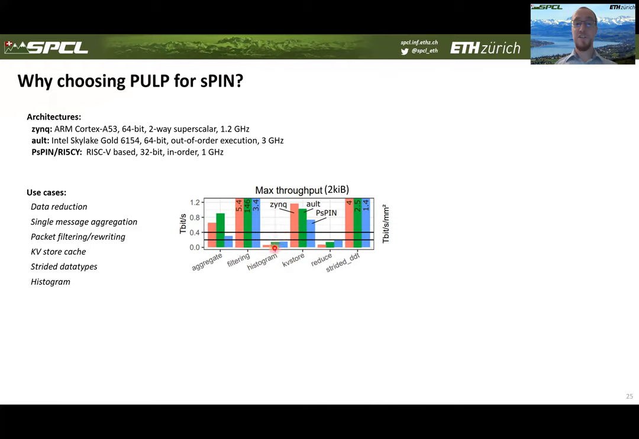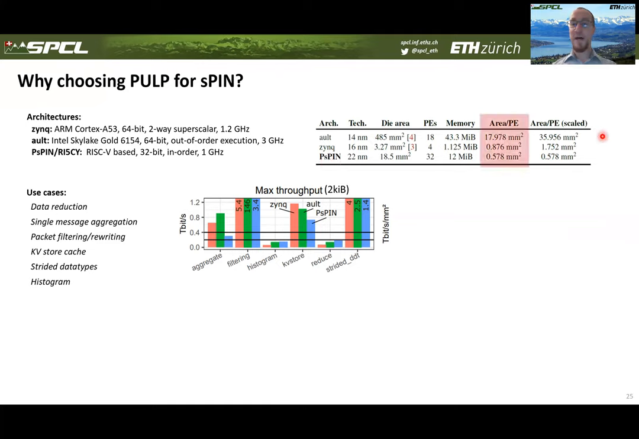So it's actually surprising that in some cases, the sPIN unit is faster, but this is just due to the much faster memory we have. We have single-cycle accessible memory in our cores and extremely fast level two access, which is actually faster, relatively seen to the performance, than these other CPUs.